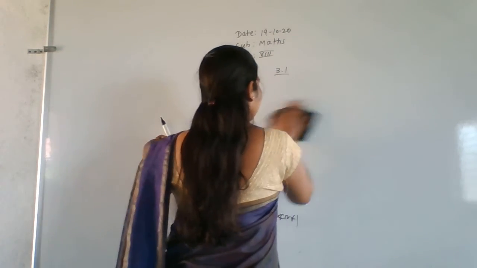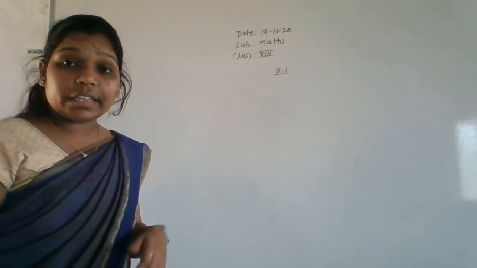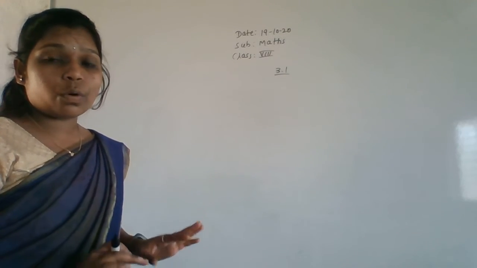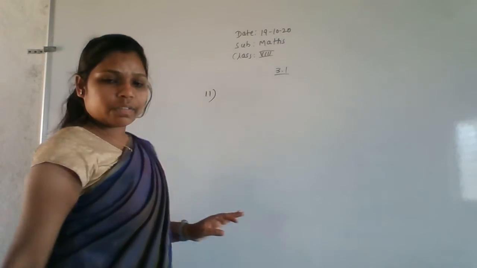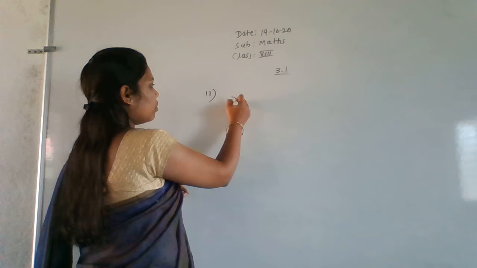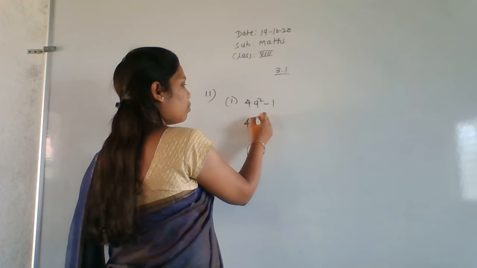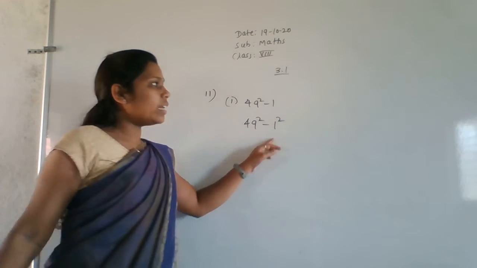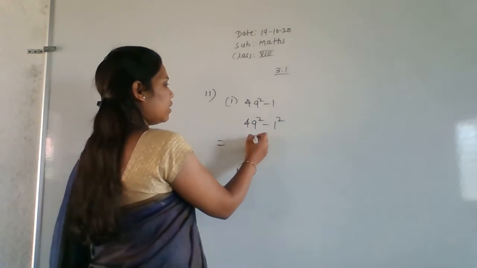Don't find the 49 square here. We have to find it without squaring. Don't multiply; don't find the square value here. So that is the 11th one. What is given here? The first one is 49 square minus 1. This can be written as 49 square minus 1 square, since 1 can be written as 1 square. So it is in the form of what?